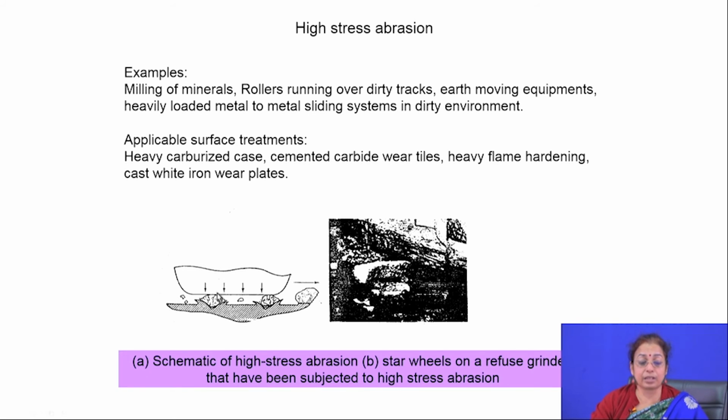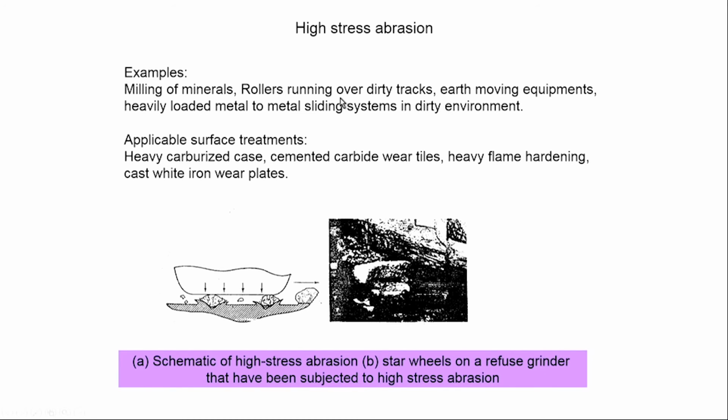So, this is about high stress abrasion. High stress abrasion usually occurs in milling of minerals, rolling, running over by dirty trucks, earth moving equipment, and heavily loaded metal to metal sliding systems in dirty environments. So, here you find that in all cases the hardness difference is there. In addition to the hardness difference, the stress is of very high magnitude. So, when stress is of very high magnitude, there is localized deformation, subsurface crack initiation and then you will find failure of the component.